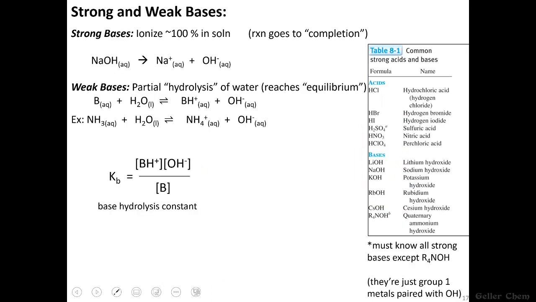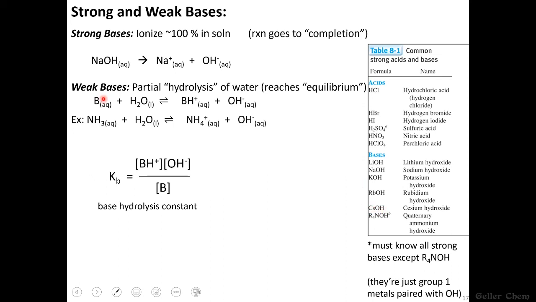And we also have strong and weak bases, which have very similar definitions. A strong base is a base that ionizes 100% in solution. The reaction goes to completion. The classic would be NaOH. Dissociates totally into Na+ and hydroxide. You're also expected to memorize all the strong bases, but this is a lot easier to do because we're only going to memorize these first 5. And if you look at a periodic table, you'll see that they're all group 1 elements paired with a hydroxide.